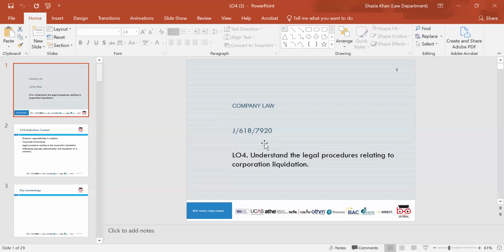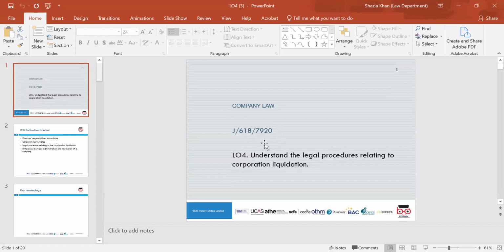We then went on to look at the protection against oppression, how minority shareholders are treated unfairly by majority shareholders or company directors. We also looked at minority veto rights, and then went on to look at derivative actions and exit rights and remedies for minority shareholders. So here we looked at learning outcome 3.